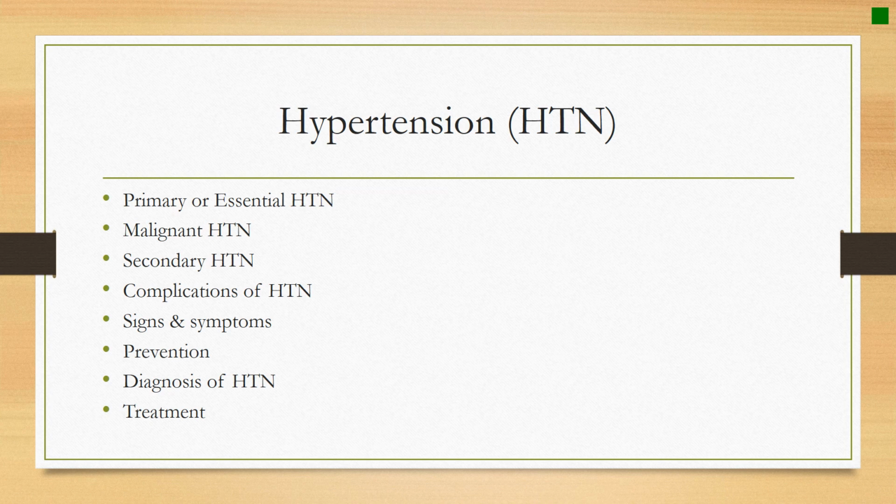Okay, complications of hypertension would be that it affects the cardiac, renal, and neurologic systems and eyes. Signs and symptoms, they're often asymptomatic in early stages. In early morning, one might experience occipital headache, fatigue, dizziness, blurred vision, palpitations, angina, and epistaxis.